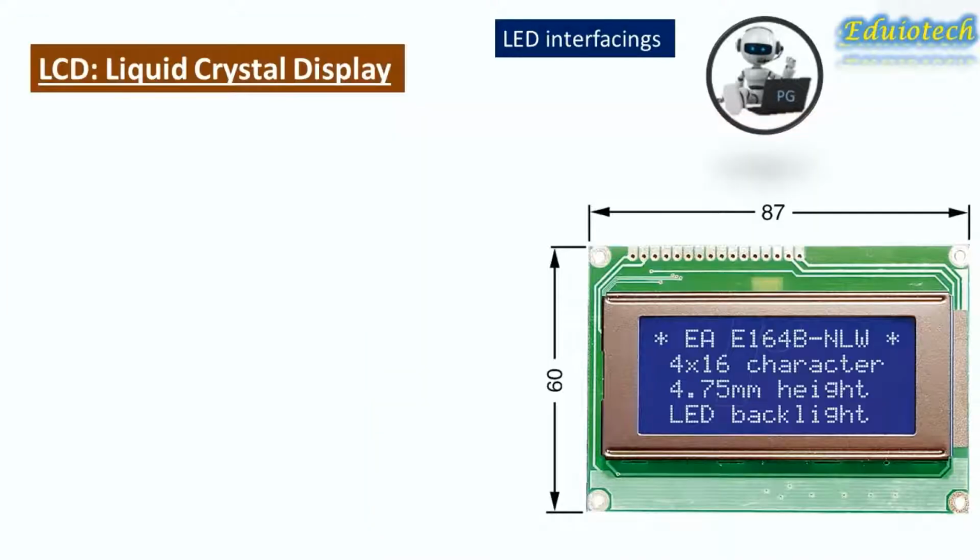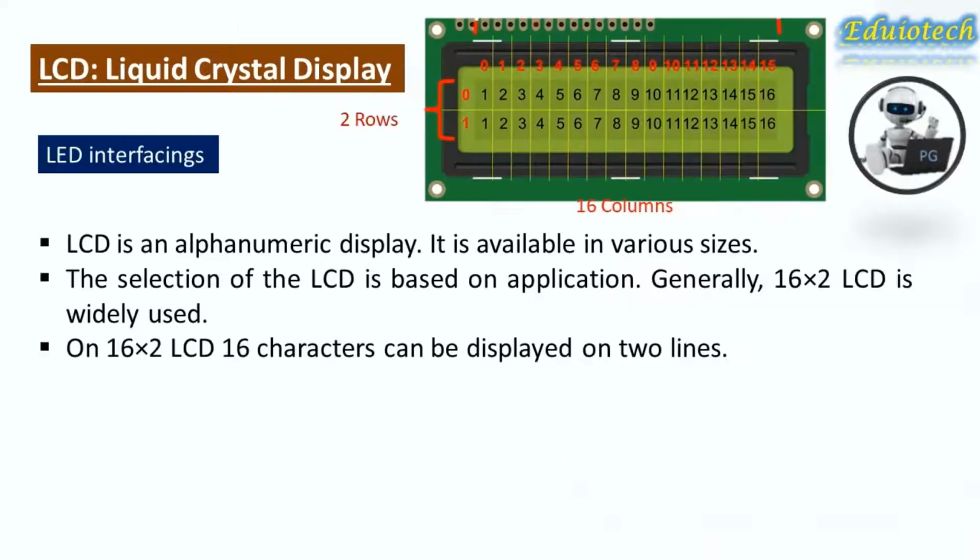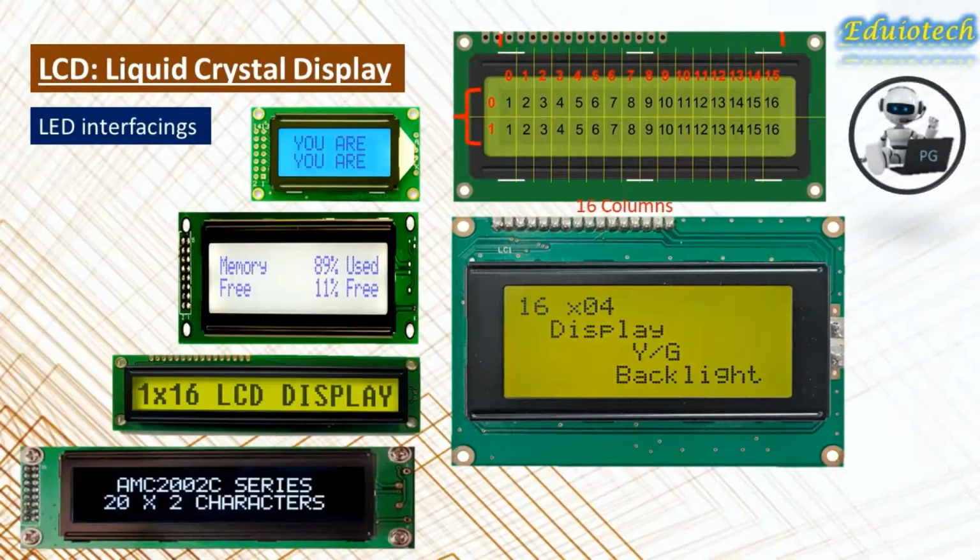This liquid crystal display uses light modulating, that is polarizing property of liquid crystals. It is an alphanumeric display and it is available in different sizes. 16x2 LCD will display 32 characters at a time in 2 rows, that is 16 characters in each row. Each character in the display is of 5x7 pixel matrix. This matrix differs for different 16x2 LCD modules. If you take JHD162A, they have 5x8 pixel matrix. The selection of LCD is based on its application. 16x2 LCD is widely used.